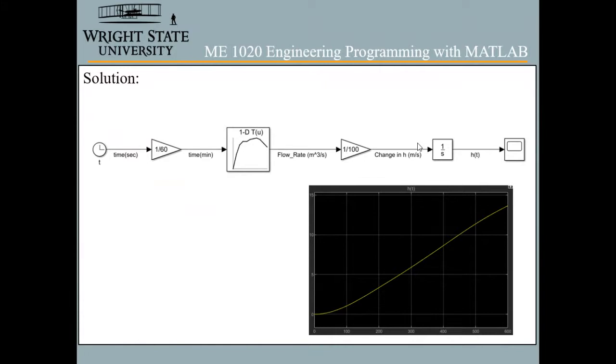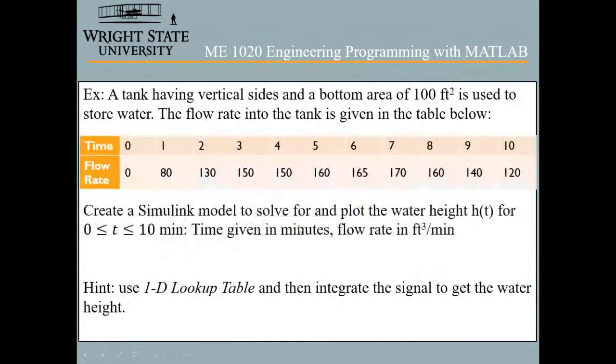It's how the height is changing in meters per second in this case, right? Or feet per second. Sorry, I think I messed up that calculation. Because if I divide by feet squared, I get feet per minute, and then I convert that to seconds and integrate it, and then that is the height of the tank at any given point.